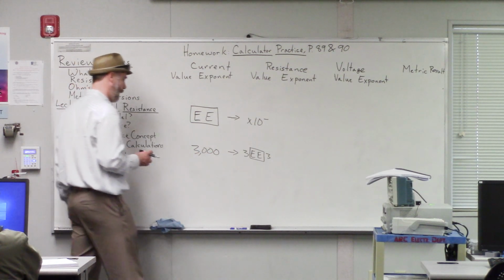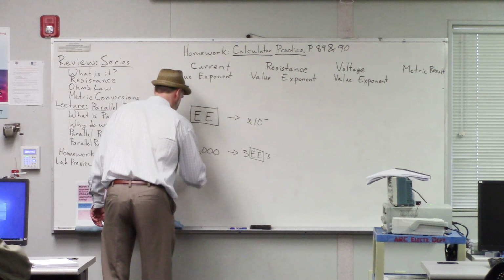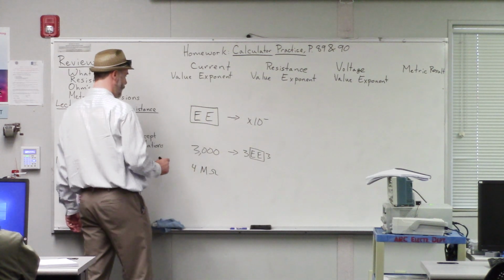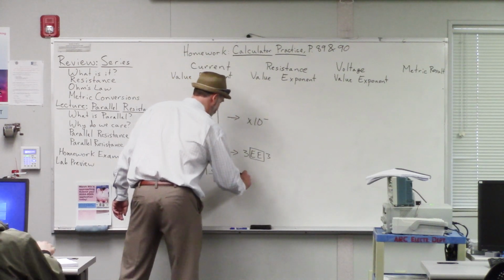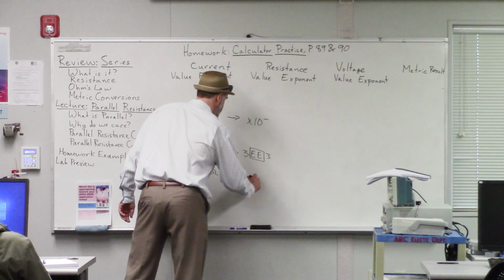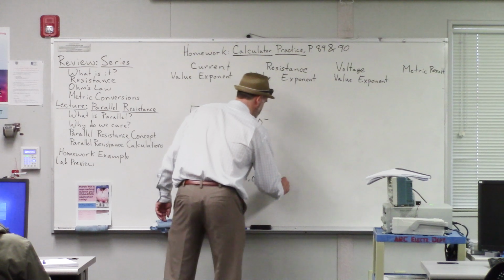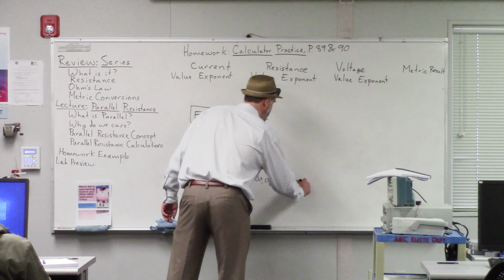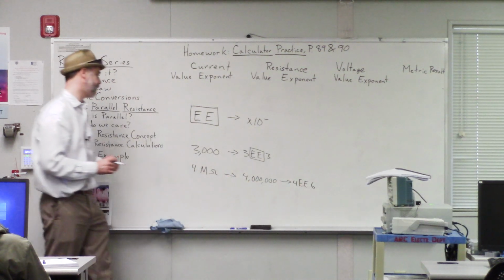If you had, say, 4 mega ohms, mega stands for million, so you could write that 2 ways. You could write that 4 and then 6 zeros, or you could also write it as 4 and then just push that EE button again. 6, okay? 4 followed by 6 zeros.